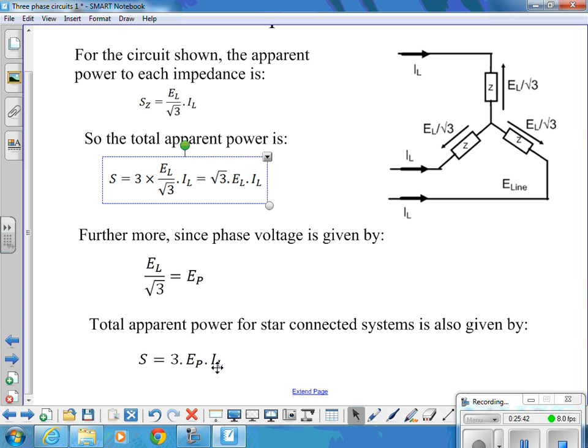For obvious reasons, if your load is not balanced, then you've got to calculate each load individually and then add them together. But for a balanced system, we could look at one in isolation and multiply it by 3.